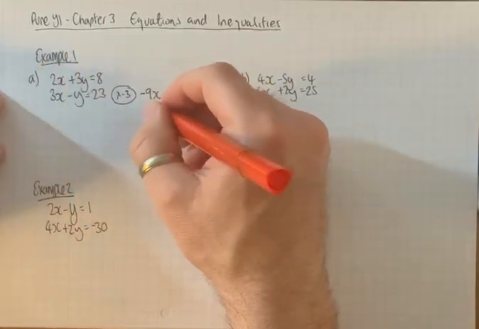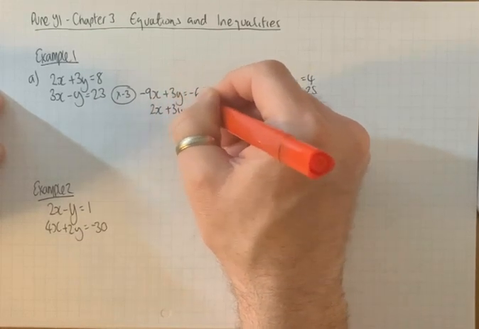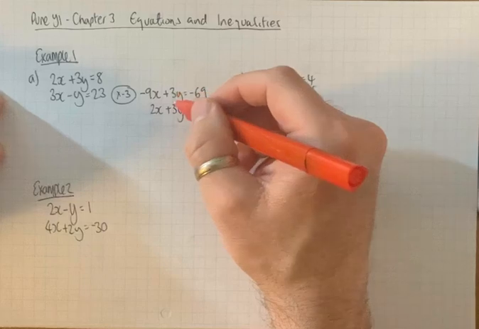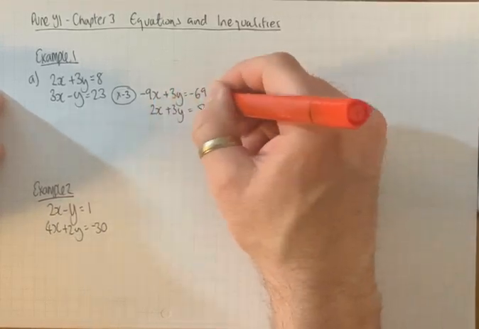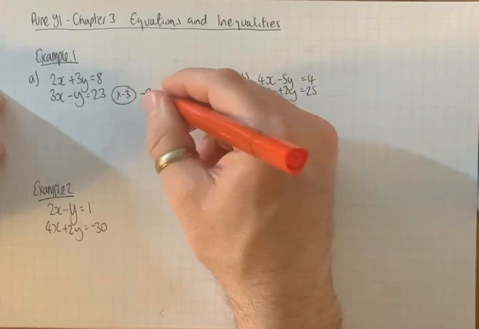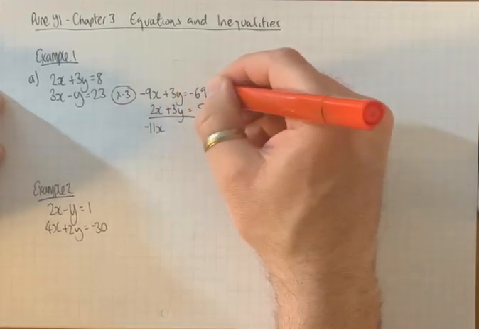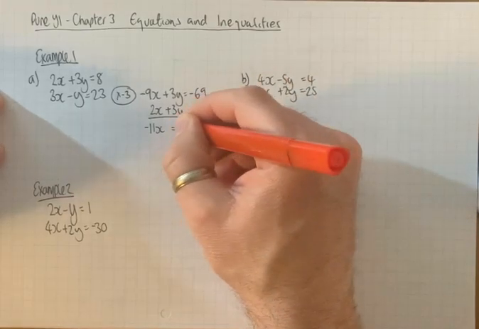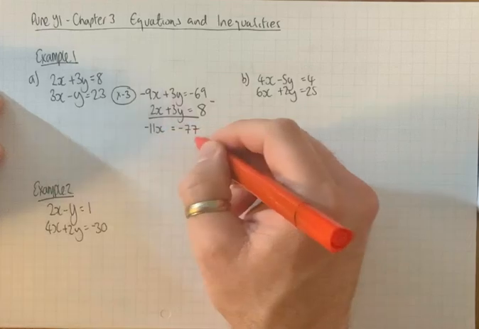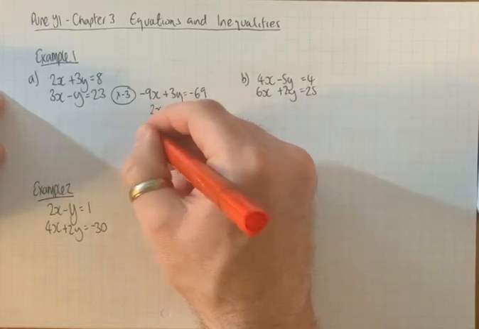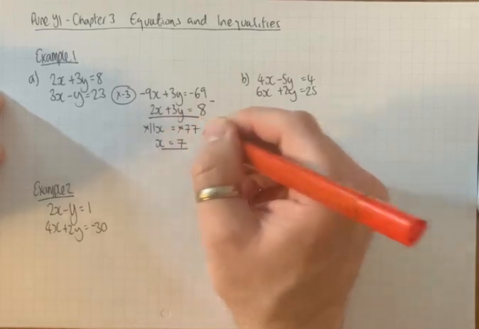I'll rewrite the first equation underneath, and then 3y take away 3y is 0, because this is the whole point, to get rid of one of the unknowns, so just subtract the equations. Minus 9x minus 2x is minus 11x, minus 69 minus 8 is minus 77. The minuses are obviously going to cancel. If you divide by minus 11, the minuses just cancel, so just forget about the minus signs. Divide by 11, x equals 7.